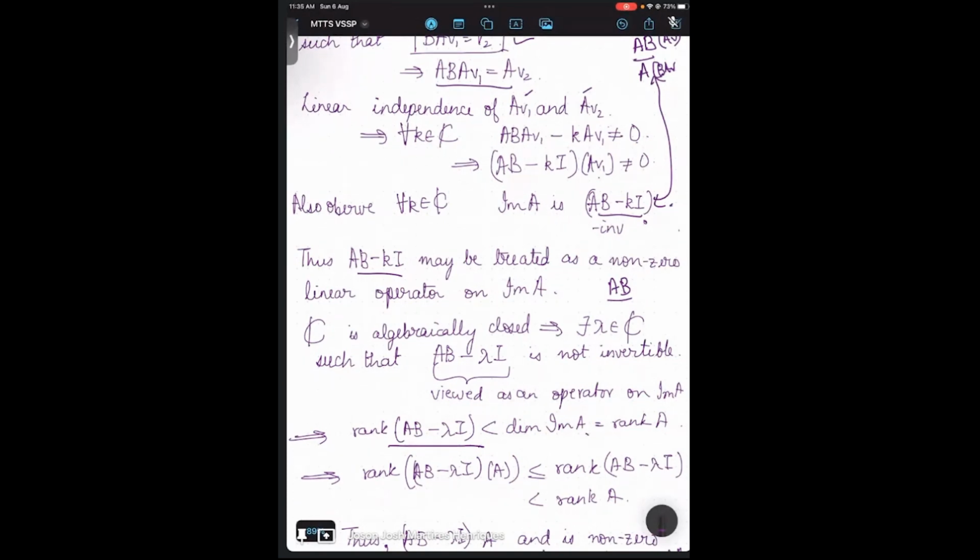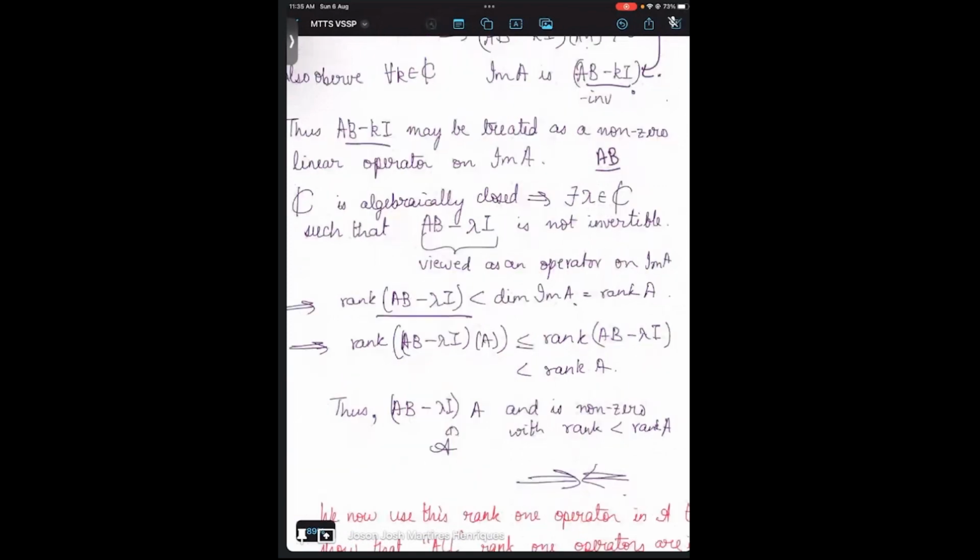So the contradiction that I'm actually looking for is, we had started with a matrix of the minimal rank, and we assume that if possible, its rank is greater than 1. So because of that wrong assumption, the contradiction that I'm looking for is, I want to produce another member of the algebra which would have rank strictly less than the minimal rank one that I chose. So the element that I pick is this one, AB minus lambda I times A.